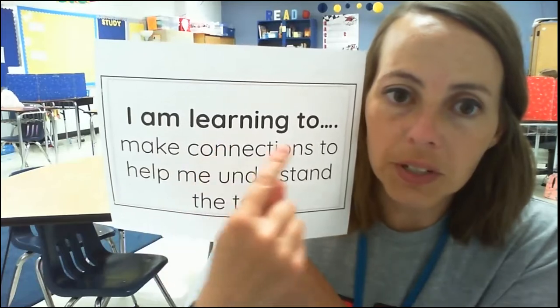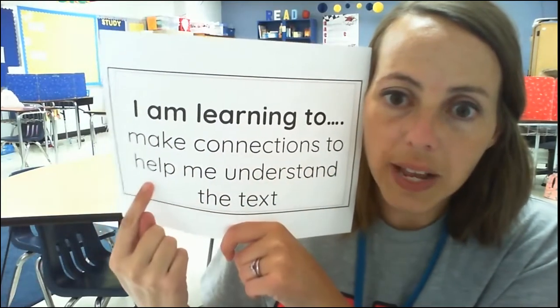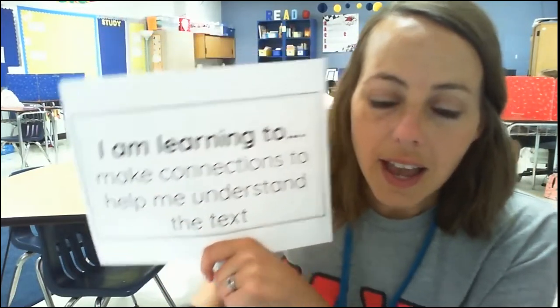I am learning to make connections to help me understand the text. And what making connections basically means is thinking about what we're reading in the text and how it can relate to something that we already know about in our life. And there's 3 different types of connections that we're going to be learning about this week, okay?